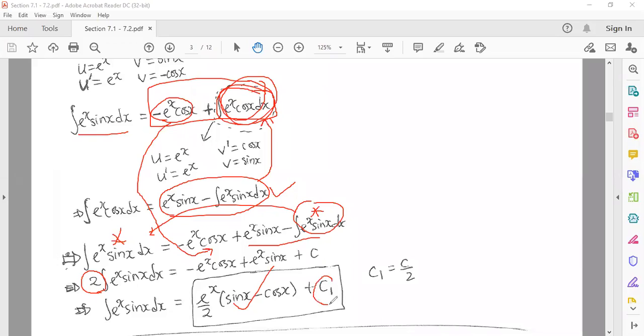And again, like I said, I use C1 because if you divide all by 2, there's going to be a 2 there, and this whole thing is going to be divided by 2, and these 2s will cancel with each other. Notice it's C over 2. That's why I just use a new constant called C1, which is just equal to C over 2.